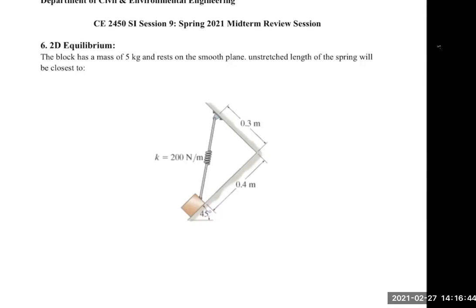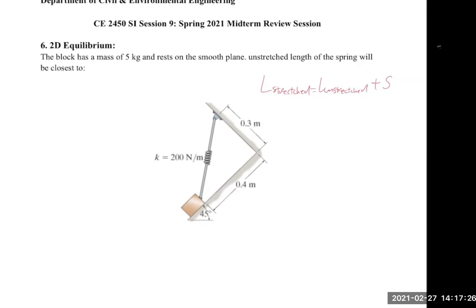All right, guys, so problem number 6 is also a 2D equilibrium problem. It says the block has a mass of 5 kilonewton and rests on a smooth plane. Unstretched length of the spring will be closest to. So we're trying to find the unstretched length. Okay, so we know that L, let's call L stretch, is equal to L unstretched plus, let's call this S. S is the distance that is being stretched.